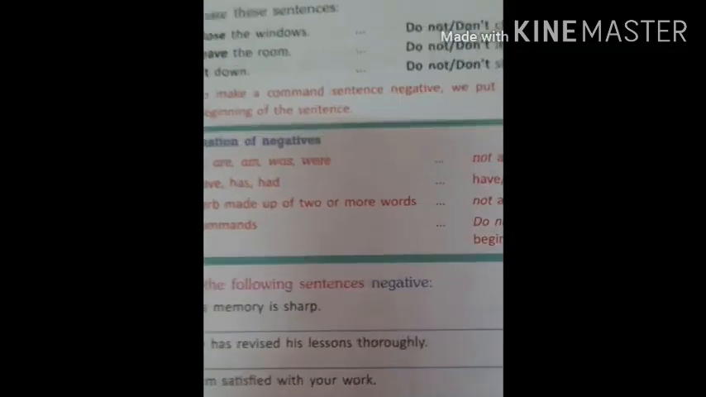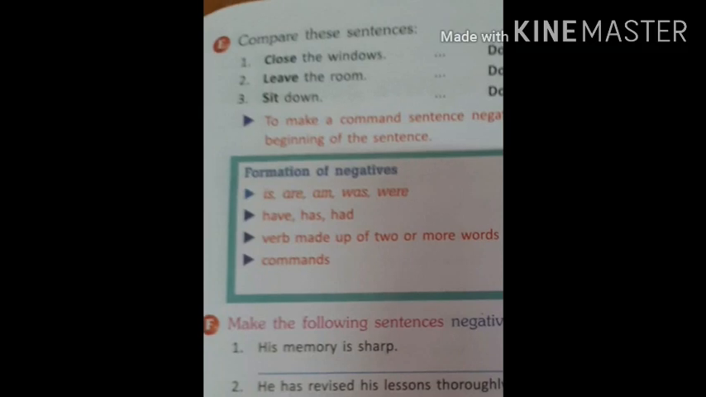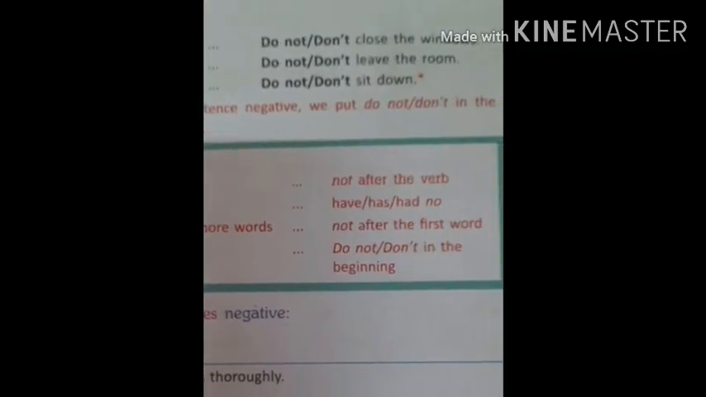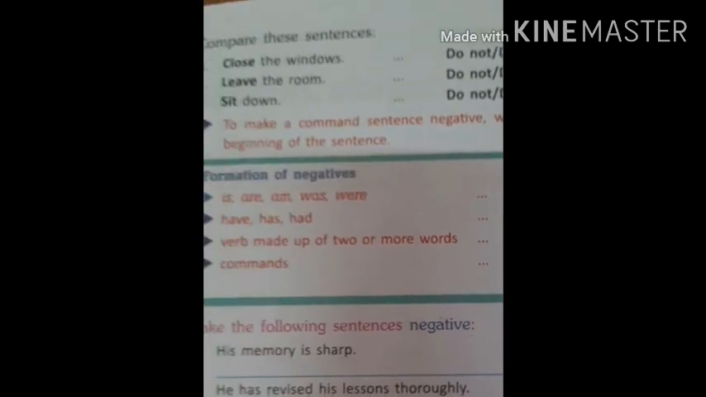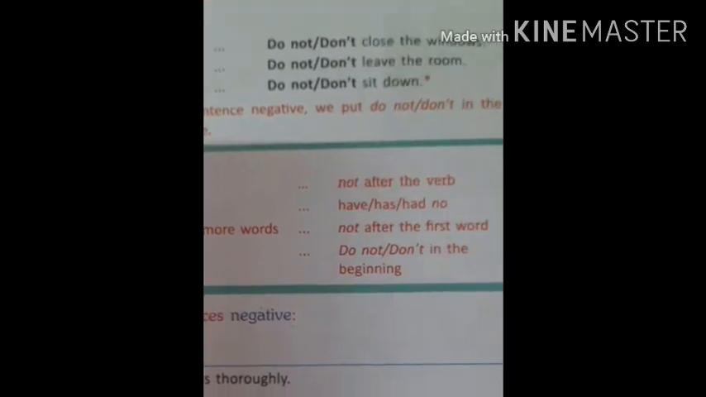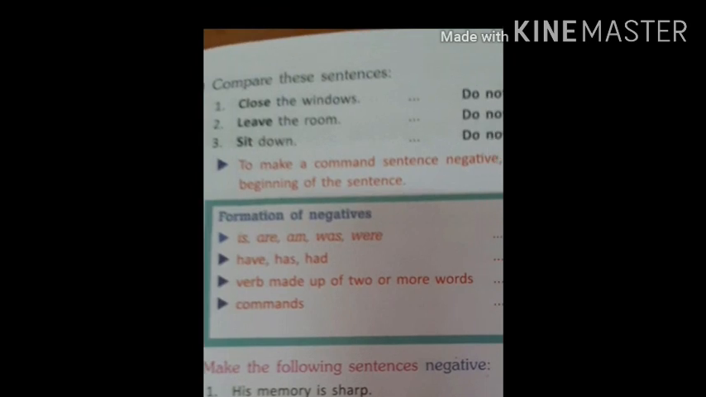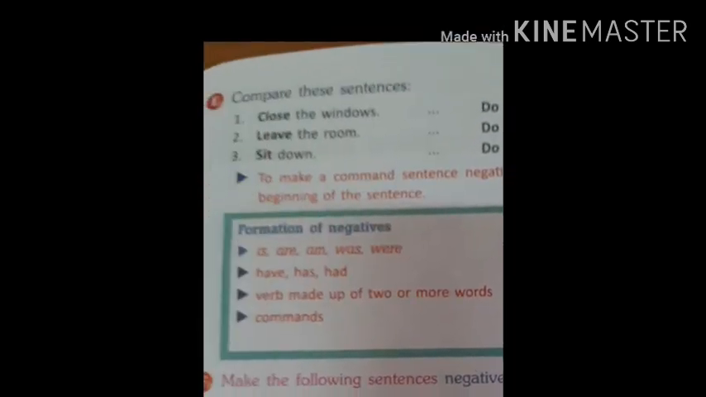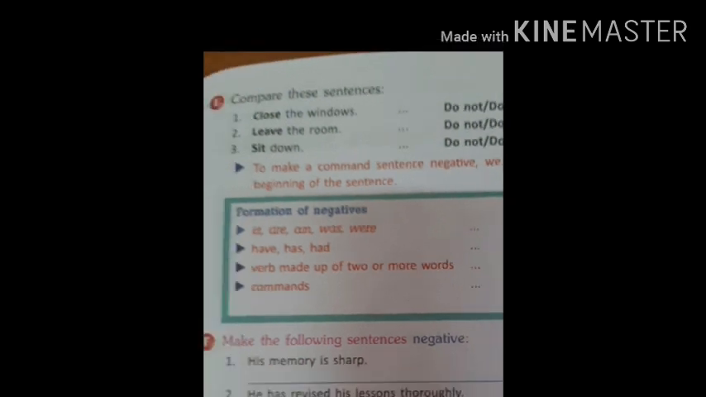On page number 9, compare these sentences. Close the window, do not or don't close the windows. Leave the room, do not or don't leave the room. Sit down, do not or don't sit down. See, all the sentences are command sentences that we have learnt in the previous lesson. Now to make a command sentence negative, we put do not, that is don't, in the beginning of the sentence.